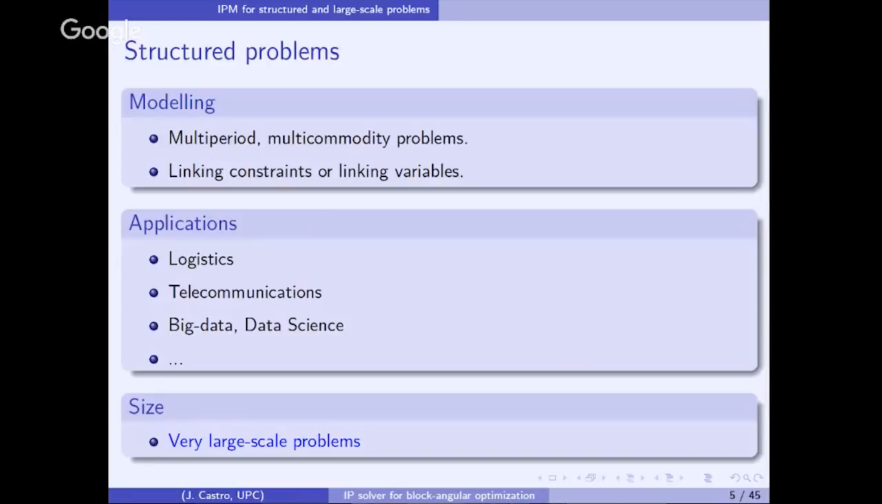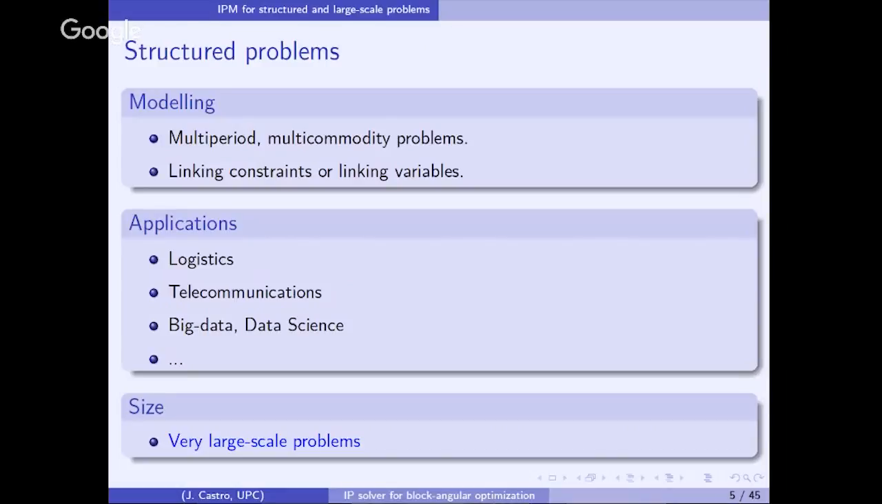Interior point methods are very good algorithms, and they are usually applied when you have huge problems. Usually you have huge problems in optimization when you have this kind of situation: problems that involve different blocks of variables. And blocks usually come from different periods or different commodities or whatever. When you have this kind of problem with different blocks, usually you have a large number of variables and a large number of constraints. In my case, I will focus on the problems with linking constraints.